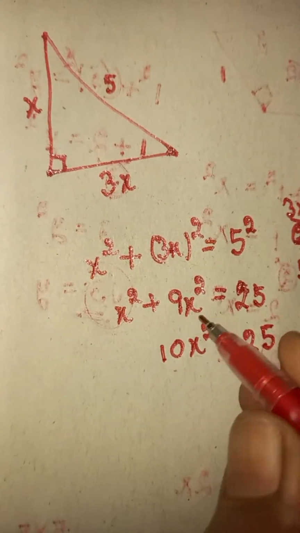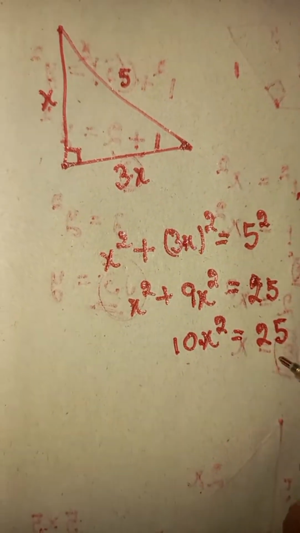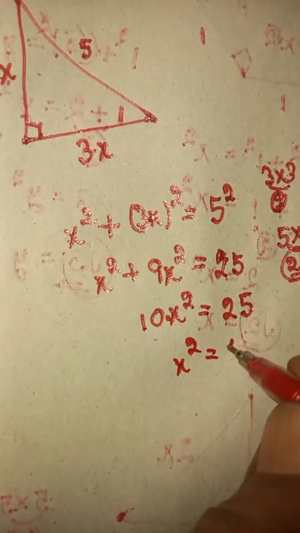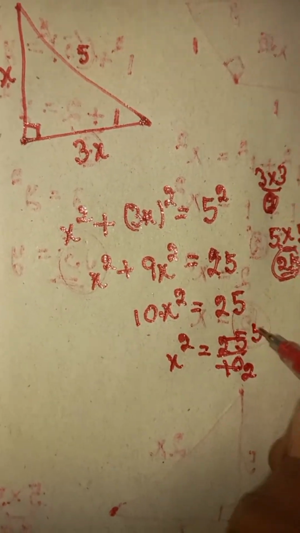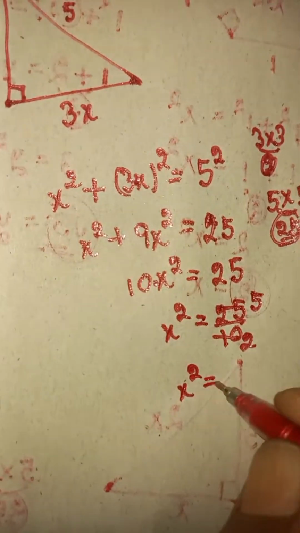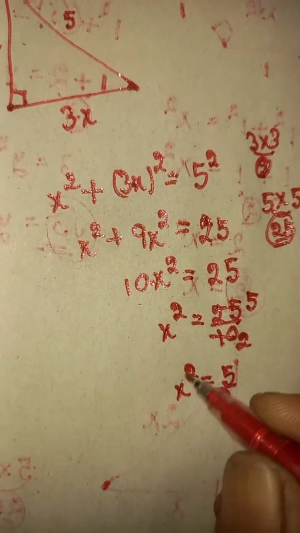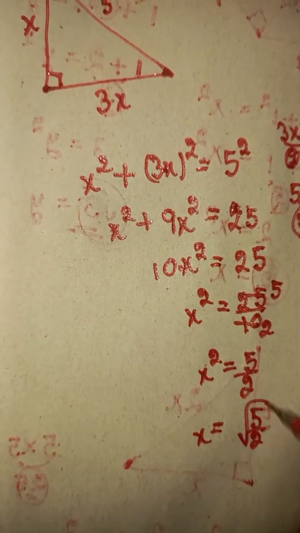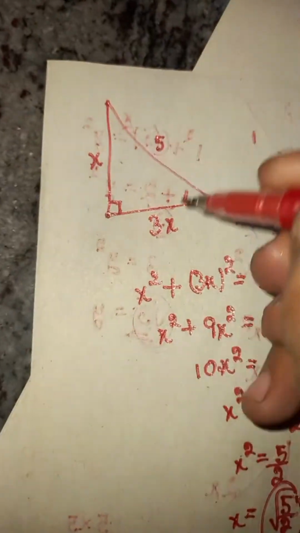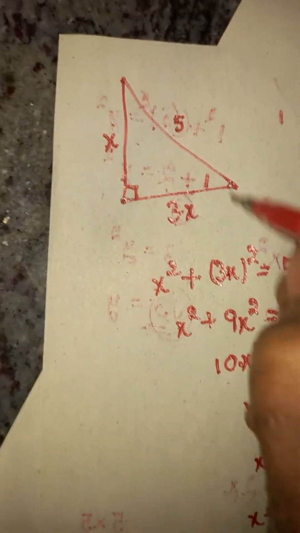Now 10x square can be written as 10 times x square. 10 moves to that side, it becomes x square equals 25 by 10. 5 2 times, 5 5 times. x square equals 5 by 2. So this root comes to that side, x equals root of 5 by 2. That's the value of x, and 3 times x means 3 root 5 by 2.